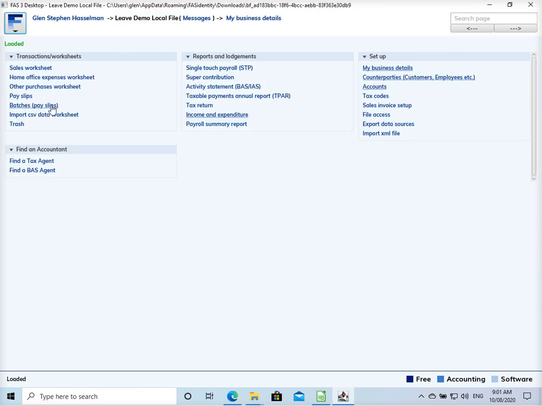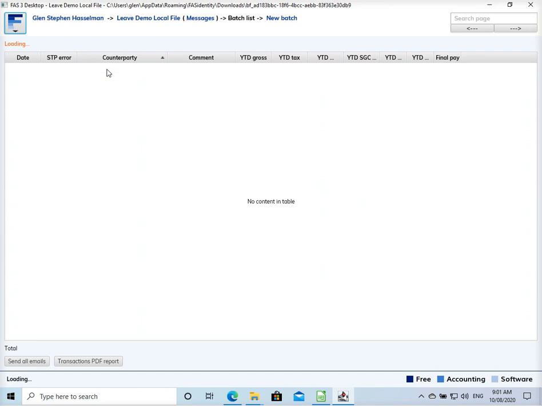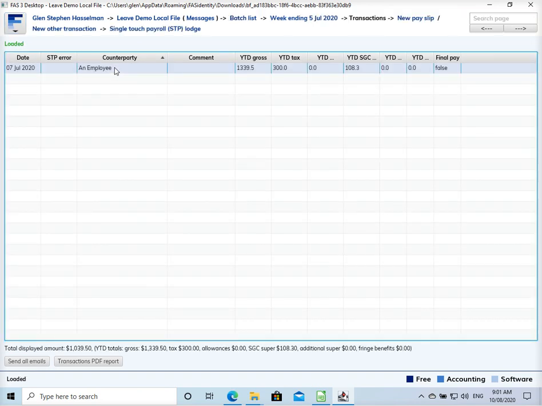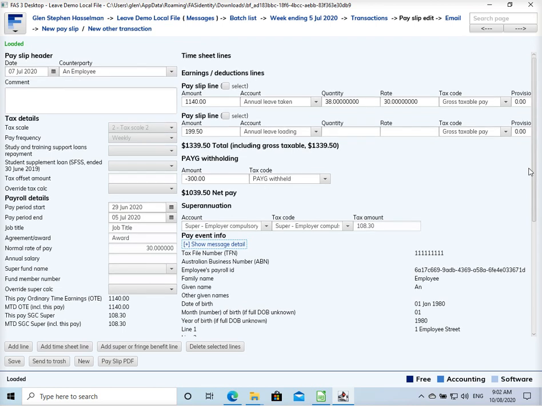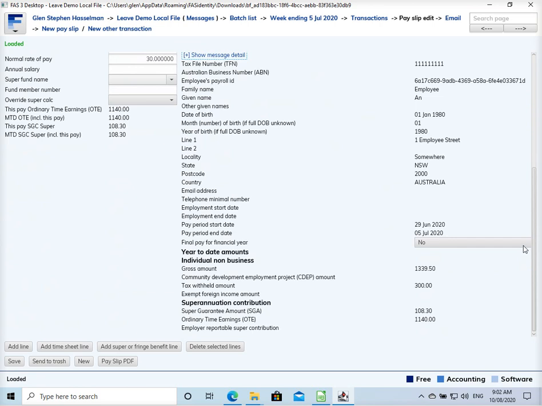Okay, let's have a look at a pay slip here. I've already set one up. So we've got the employee, and here I've put annual leave taken for the full week, and I've got a second line which is the annual leave loading, and that's just a figure I manually calculated, and the tax code, gross taxable pay, and you can see it sort of flows through to the STP lodgement there.